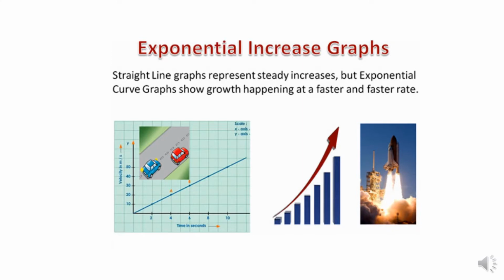Okay, in this slide it tells you how to notice that an exponential graph is increasing. So notice over here that we have a straight line graph, a linear graph. That represents steady increases. It's going up at the same rate all along the line. Okay? But an exponential has a curved graph because it's showing that it's happening at a faster and faster rate. It's like when you start a car and you start going down the road, the speed is going to increase. That's what the rocket's doing.